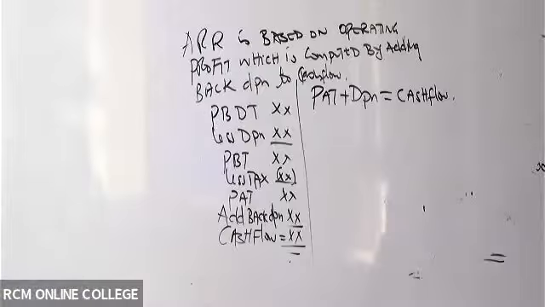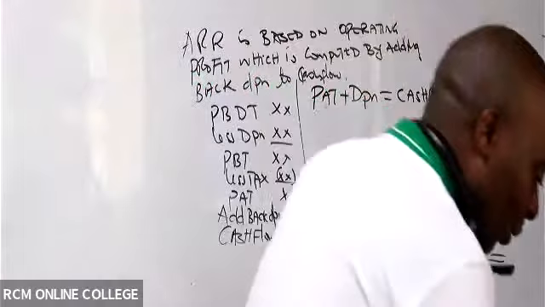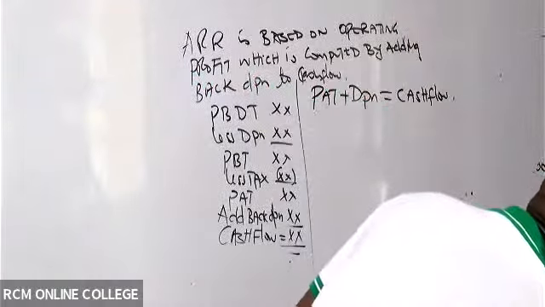So ARR is based on operating profit, which is computed by adding back depreciation to our cash flow. We shall take a break, ladies and gentlemen, not 5, but 10 minutes break. When we come back, that is where we shall pick from. So exactly 10 minutes, and ensure that you take a glass of water.